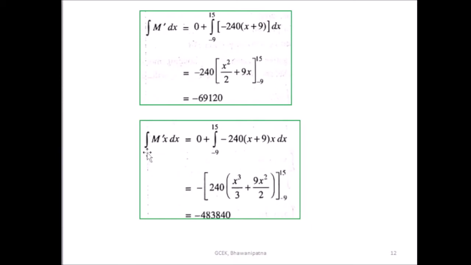Then find out the integration of m dash x into dx. For the AD portion the moment is 0, and for the BD portion the moment is minus 240 into x plus 9, and the integration limit is from minus 9 to 15. So 0 plus the integration from minus 9 to 15 of minus 240 into x plus 9 into x into dx. After taking the integration, you get the integration of m dash x dx is equal to minus 483840.